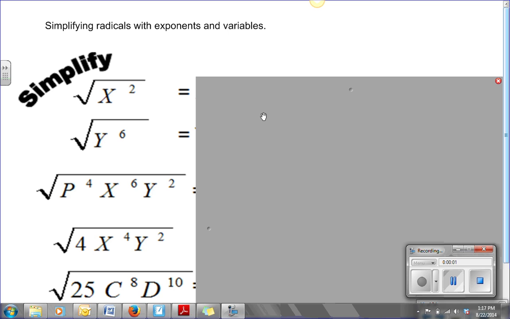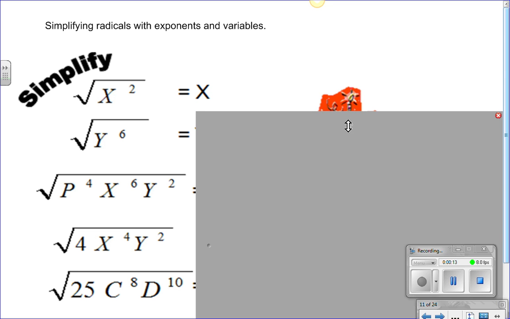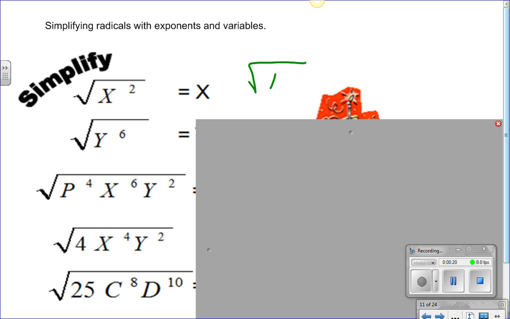Okay, simplifying radicals with exponents and variables. So here, if we have the square root of x squared, well, a square root undoes a square. Basically, they cancel each other out. So it's just simply going to be x. Another way to think of x squared is x times x, right? And if we have a pair, we can take that outside of the radical as 1. So we're left with just x outside of the radical.